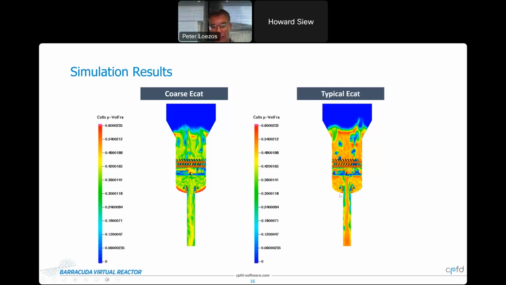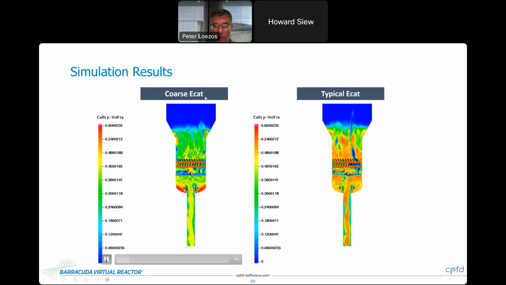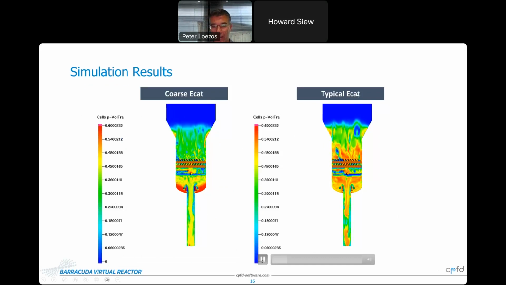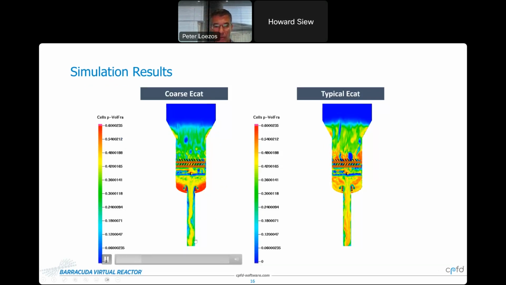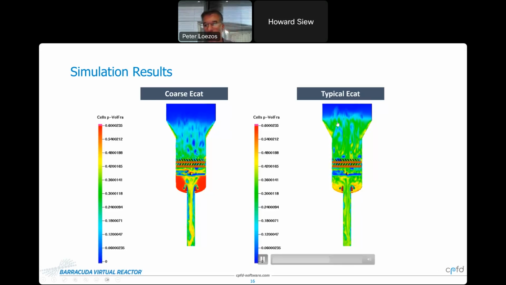So if we look at the simulation results, the 2 animations here, we have coarse ECAT and typical ECAT for a vertical cross section in the riser. What I'm showing here is particle volume fraction. If you look at the coarse ECAT, you'll see that catalyst begins to defluidize almost immediately below the stripping steam ring, and that defluidized zone, that stagnant zone, builds up almost to the height of the stripping steam ring. If you look at the typical ECAT, that catalyst remains well fluidized down to the bottom of the stripper and entering the standpipe, so much smoother flow.